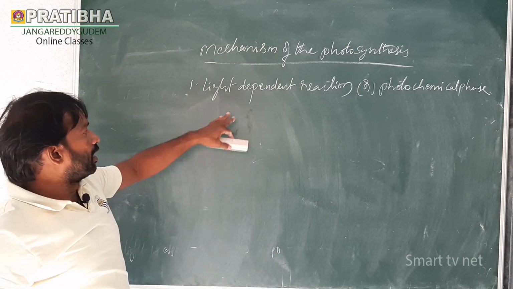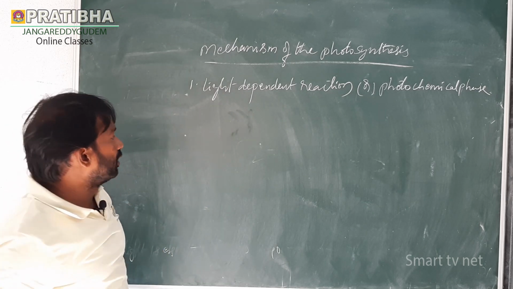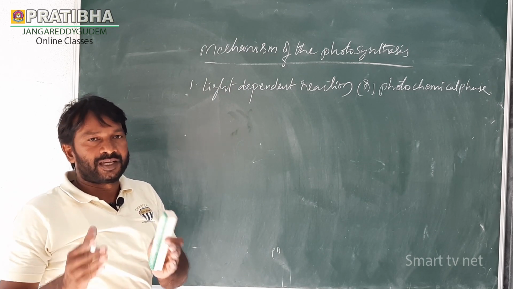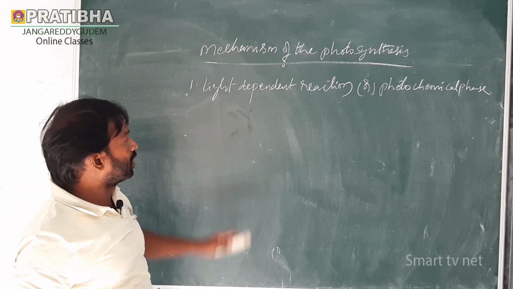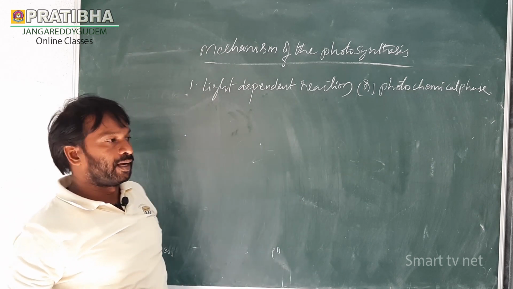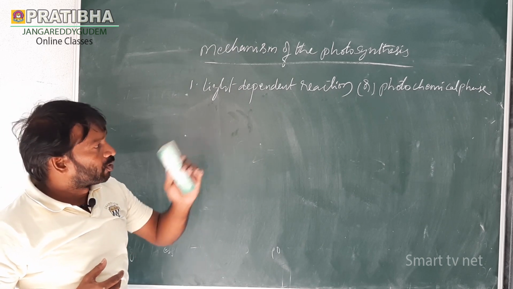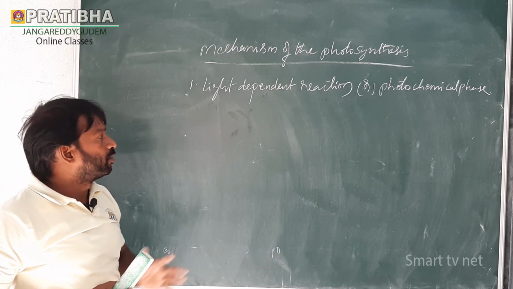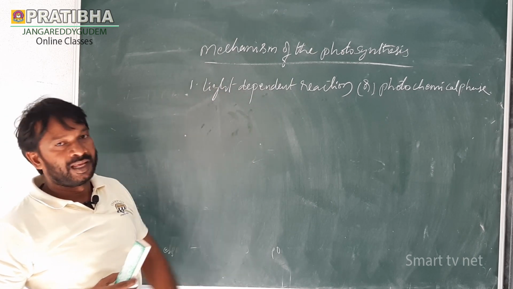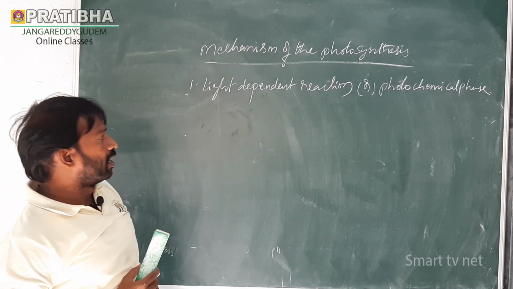In this light dependent reaction, the main role is played by light. Some chemical reactions occur in very quick succession, initiated by the light. That is why these reactions are called light dependent reaction or photochemical phase. If a question asks why it is called so, we have to say these reactions are depending on the light.